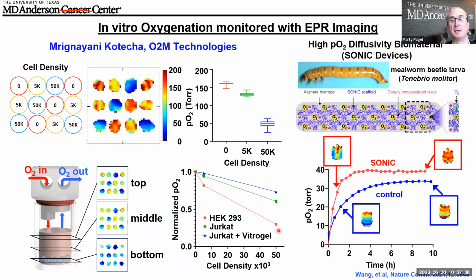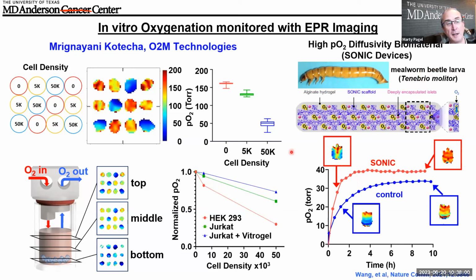Well, I've been mentioning tissue engineering. Here's, I think, a really interesting example from the mealworm beetle larva. Just during lunch hour, you get to see a mealworm beetle. How's that, right? This is a bio-inspired material from this larva that actually helps to direct oxygen through the system, through these channels.